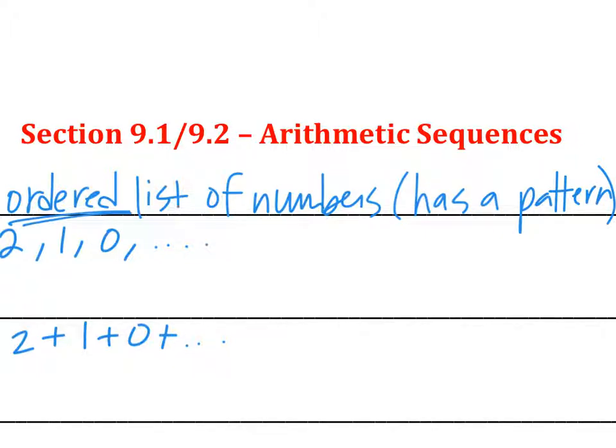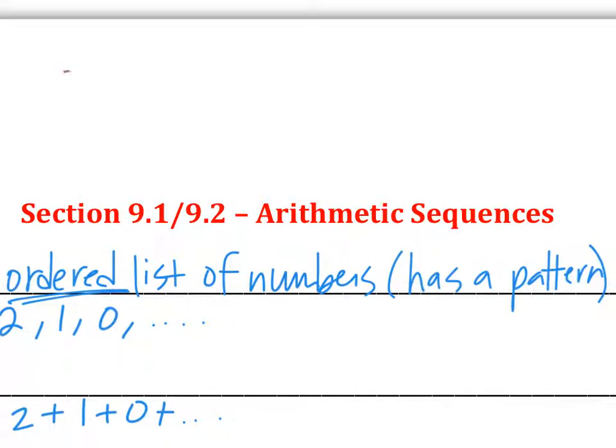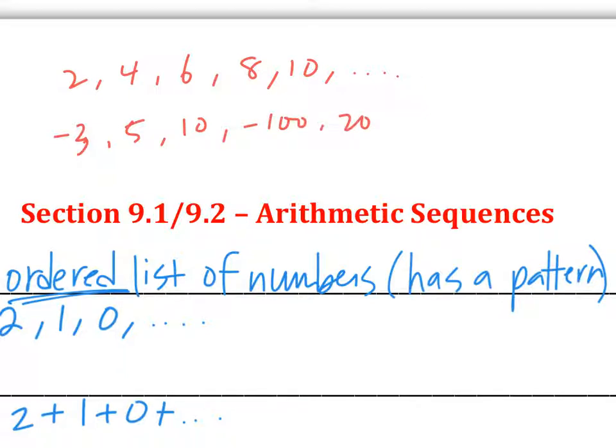So for example, 2, 4, 6, 8, 10. You don't have to write this down. And like negative 3, 5, 10, negative 120. Which one is a sequence and which one is not? Okay, is the top one a sequence? Okay, raise your hand if you think it is a sequence. Okay, why? Let's call somebody. Sebastian, why? It's all even numbers. All even numbers, so there's a pattern.